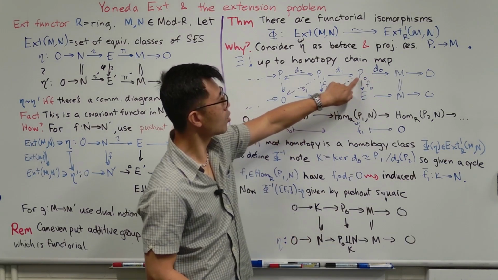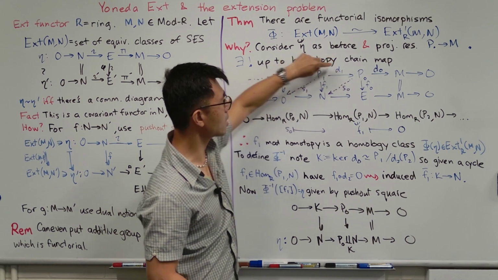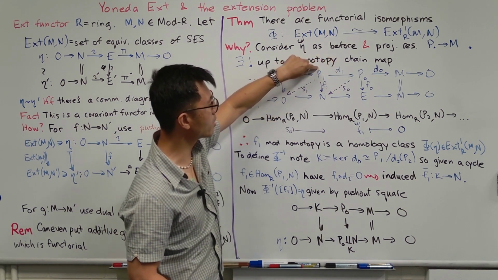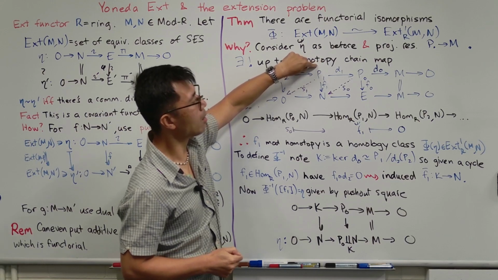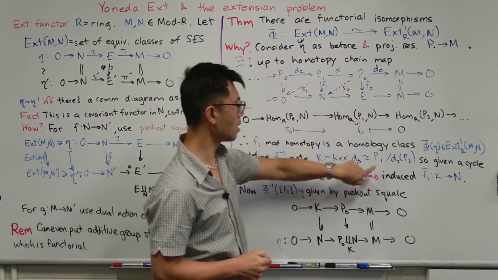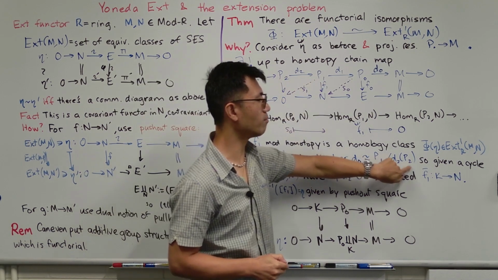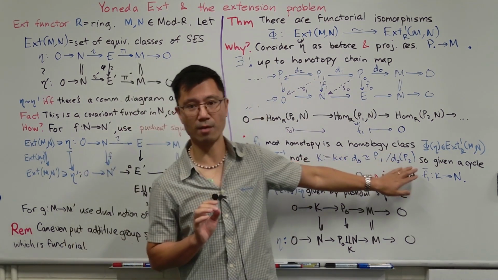Kernel of D0, of course, is equal to the image of P1. And what's the image of P1? By the first isomorphism theorem, the image of P1 is P1 modulo the kernel of D1, which is the image of this. So that's P1 modulo D2 of P2. Okay, so that's the first thing to note, that's what we have for this kernel here.